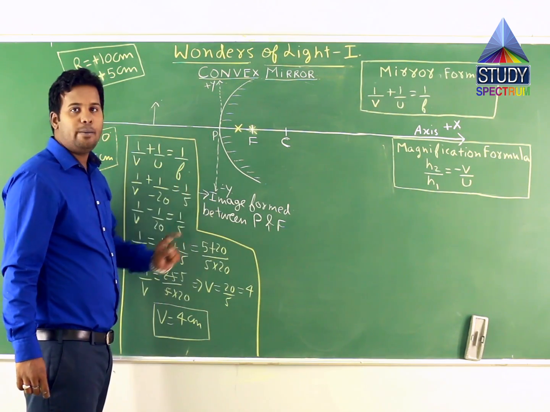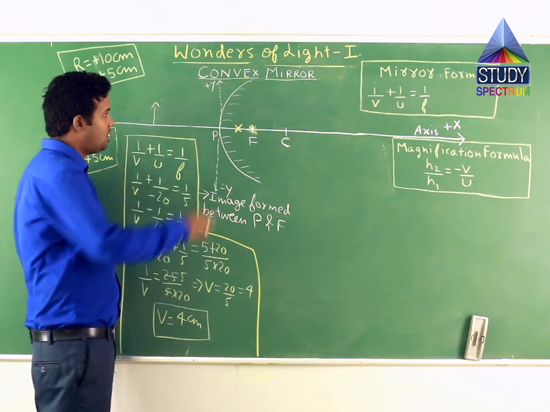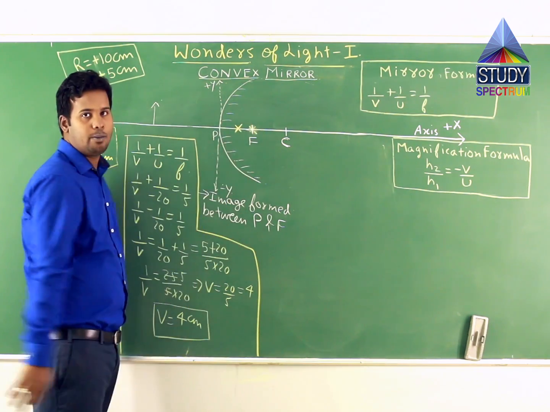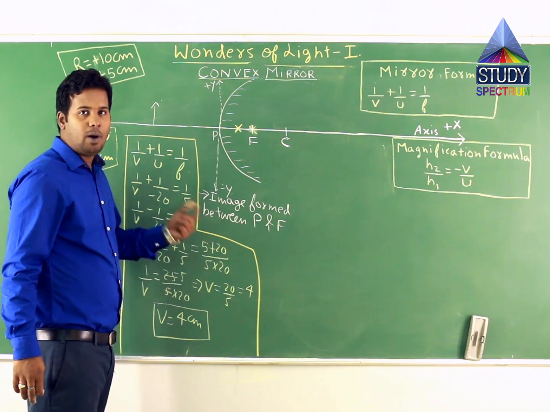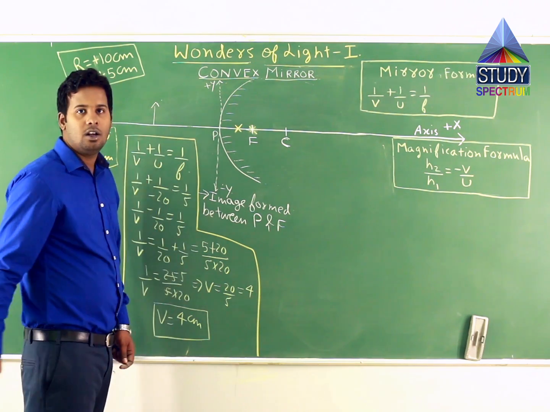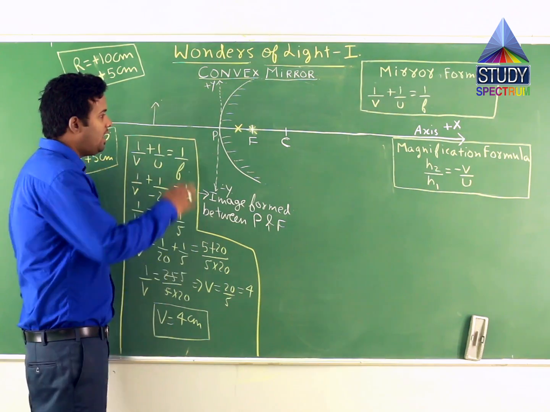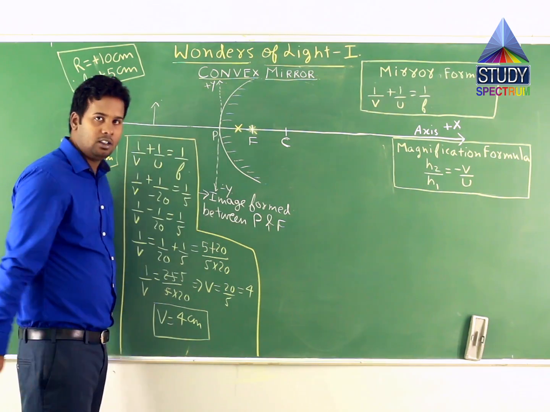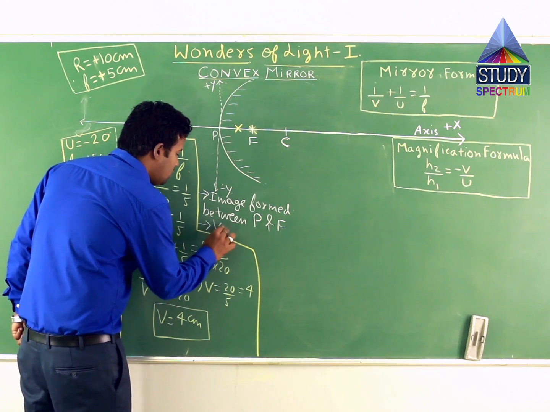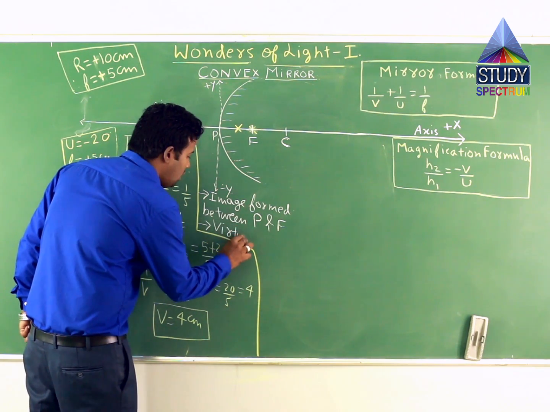Now again, if you see, the image is formed behind the mirror. This shaded portion tells us that the right hand side part of the mirror is the back part of the mirror, and the left hand side part of the mirror is the front side of the mirror. So again, the image is being formed behind the mirror. So I can say the image is virtual, or virtual image.